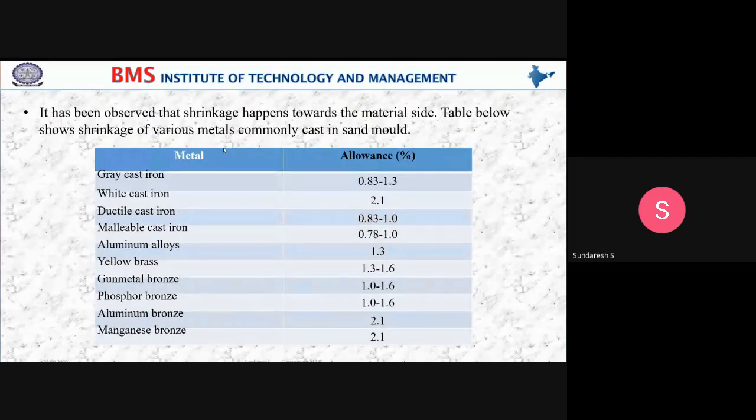Next, it has been observed that shrinkage happens towards the material side. The table below shows the shrinkage of various metals commonly used in cast molds. This is how the material shrinks. Different materials have been given allowances: gray cast iron and white cast iron have almost 2.1% shrinkage allowance. Aluminum, bronze, manganese bronze and others have corresponding shrinkage allowances that should be provided over the patterns.